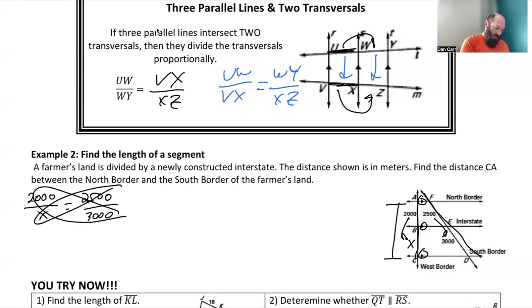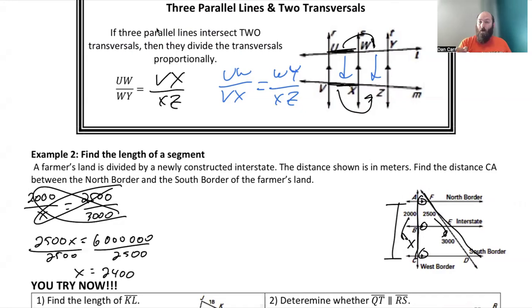So I cross multiply here. So I got 2,500X is equal to 6,000,000. Divide both sides by 2,500. So I get 6 million divided by 2,500 gives me X is equal to 2,400. But I want to find the length of CA here. It's the entire length, which is made up of 2,000 and X. So CA is going to equal 2,000 plus 2,400. So CA is equal to 4,400, I believe, meters.